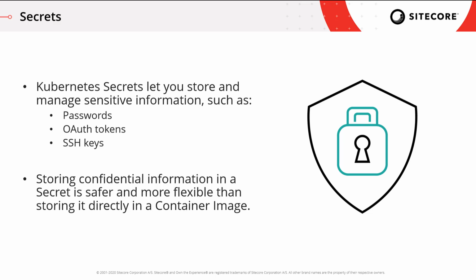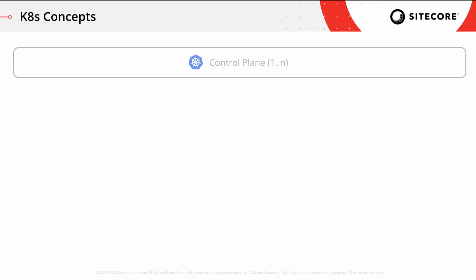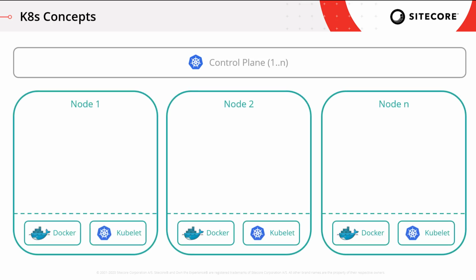So this might all seem a little bit abstract so far, so let's start to take a look at how these different elements interact with each other. We start off with a control plane, and you have one or more instances backing this up to provide high availability. Next, we have one or more nodes. This is where our containers will be run. Each of these nodes contains a kubelet, which is what the control plane uses to control the node, and a container runtime used to execute the containers, in our case Docker.